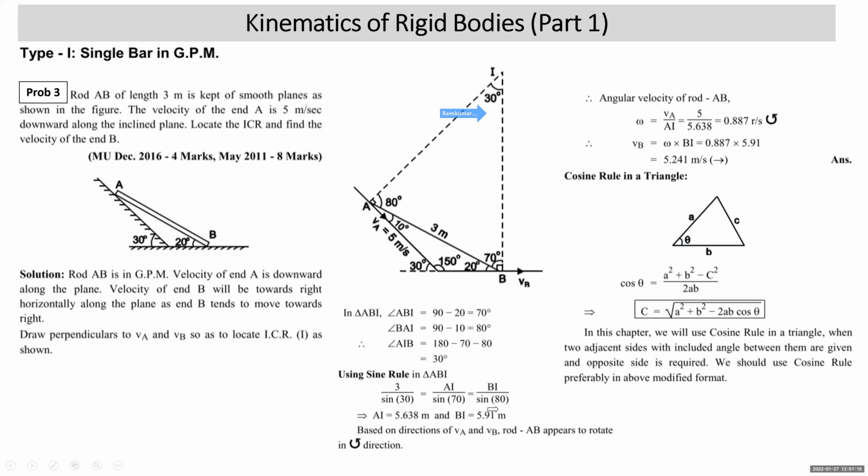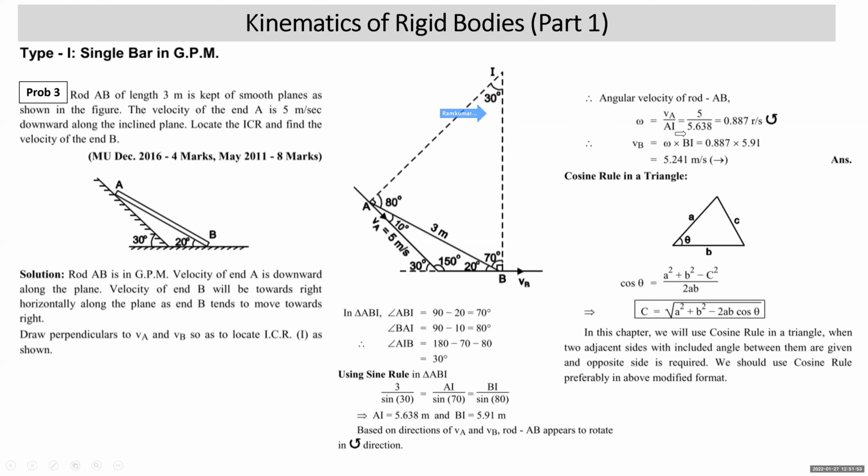Then again, we use the sine rule as we used in the previous problem. How come? Just see that again. Using the sine rule, you'll get AB 3 upon sine 30, BI upon sine 80, AI upon sine 70. So you get AI and BI. Now keep your pen or pencil at I. Look at the direction of VA because VA is given, right? You'll find that this rod appears to rotate in anti-clockwise direction. So what will be omega? VA upon AI. Omega is the angular velocity of this rod. VA upon AI. All right. VA is 5.